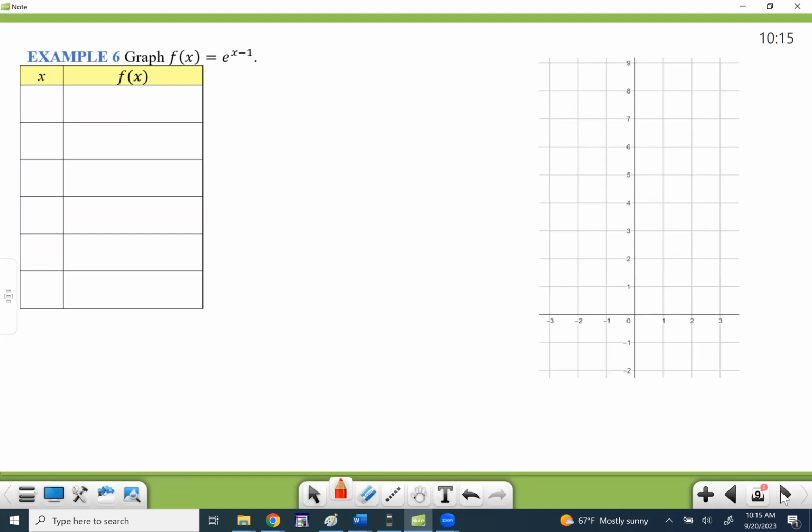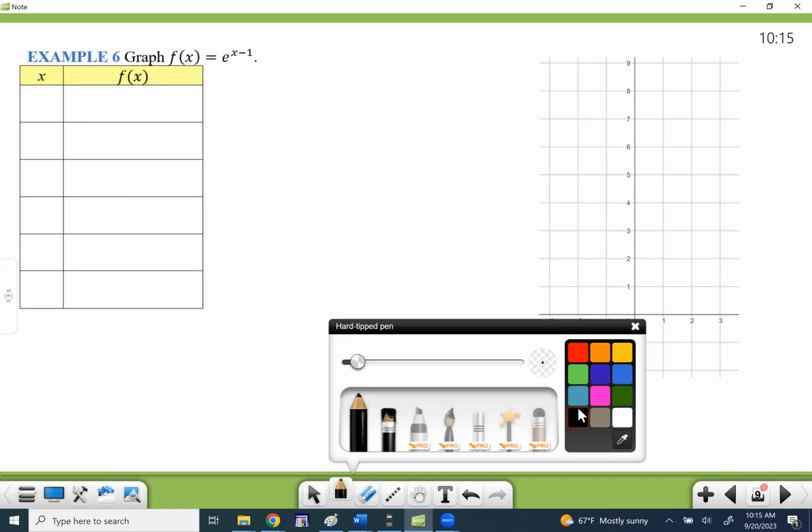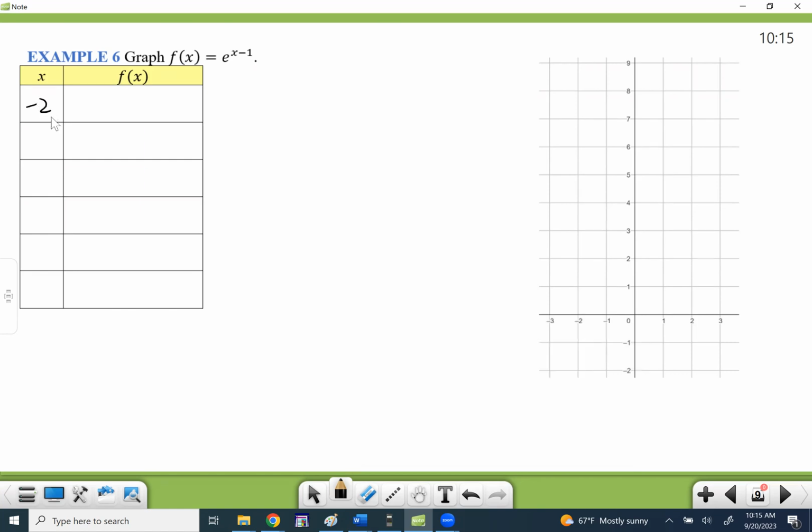All right, now this one you could just graph e to the x, and then because there's a -1 inside the function, it's going to shift it right 1. But we're just going to t-chart it as is because it's not that complex of a function. So, it should be pretty simple to just substitute some values in. All right, so let's go ahead and pick some values. So maybe -2, -1, 0, 1, 2, 3. See what happens. So we are going to use our calculator. Substitute in -1.